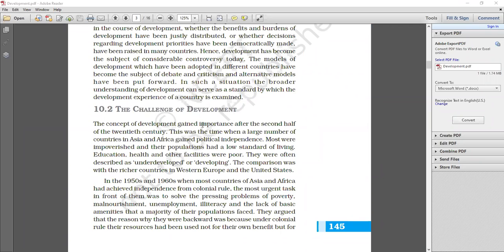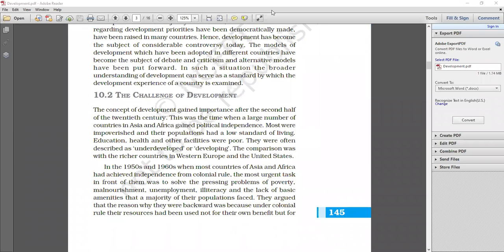The concept of development gained importance after the second half of the 20th century. This was the time when a large number of countries in Asia and Africa gained political independence. As you all know, we got our independence in the year 1947. Just like that, most of the countries of Asia and Africa gained their independence in the mid 20th century. Obviously, before that, they were under colonial rule, or you can say under other countries. But now Asia and Africa have their political independence.